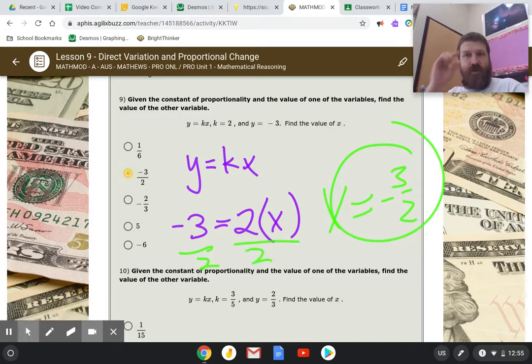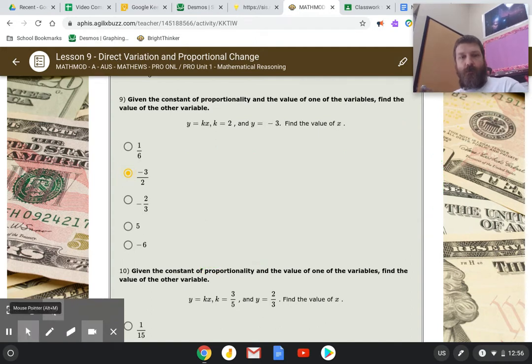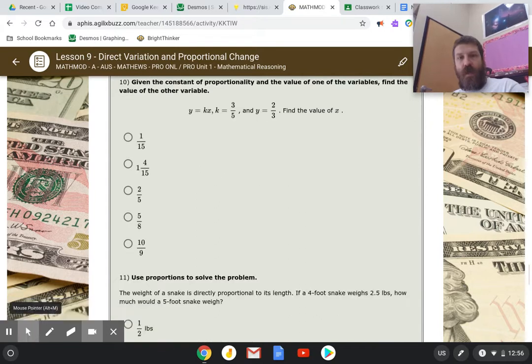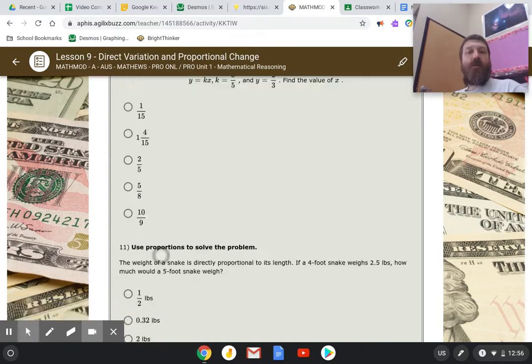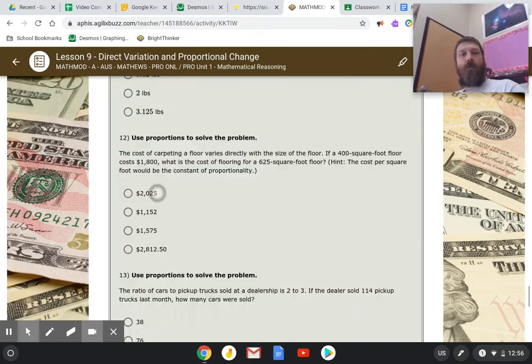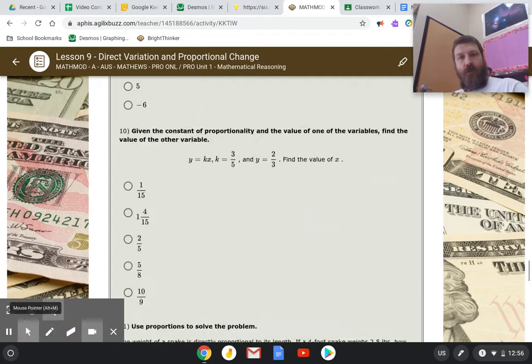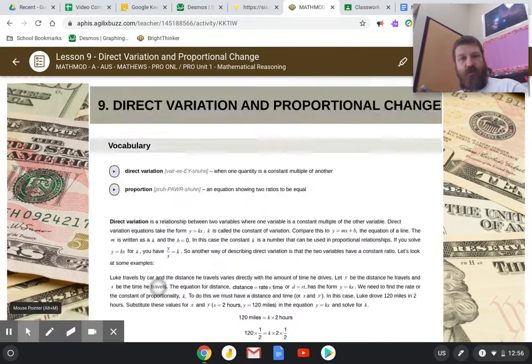So again, you're just solving these little basic equations to find that missing value. Number 10, plug in k and y, solve for x. Then in number 11, through the end, we change into some proportionality word problems. And so we're going to take a little bit of a different approach here. And I'm actually going to work out a couple of their examples for you guys.